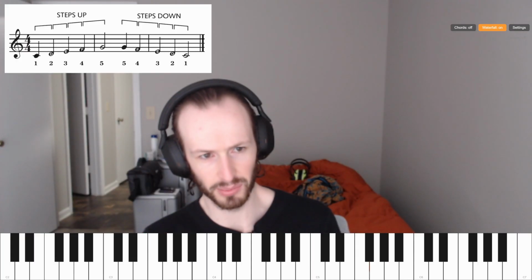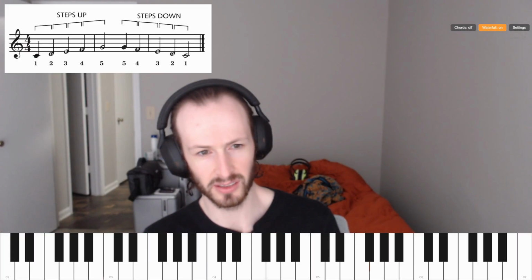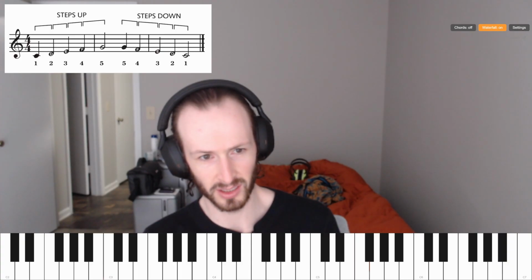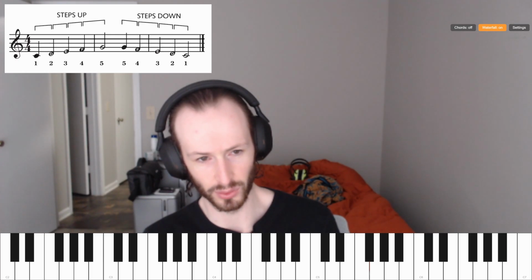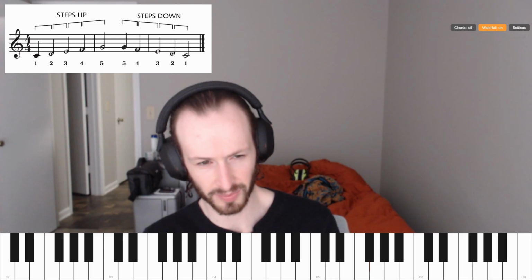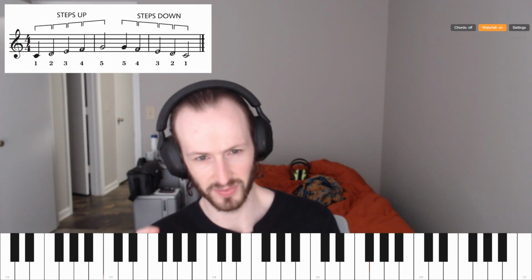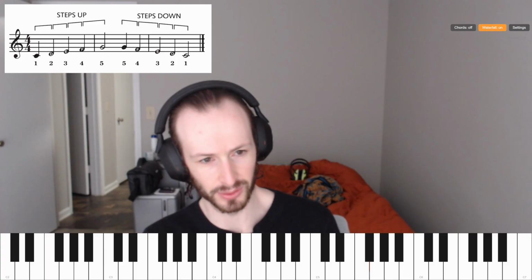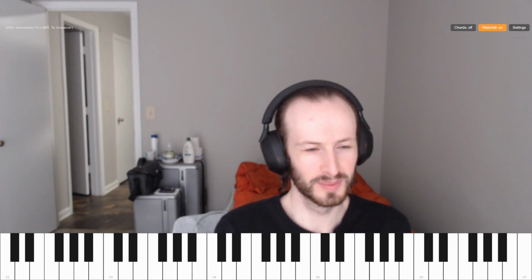A step is the distance from any line note to the very next space note above or below it, or from any space note to the very next line note above or below it. I believe I understand what that means. Let me play one step at a time.